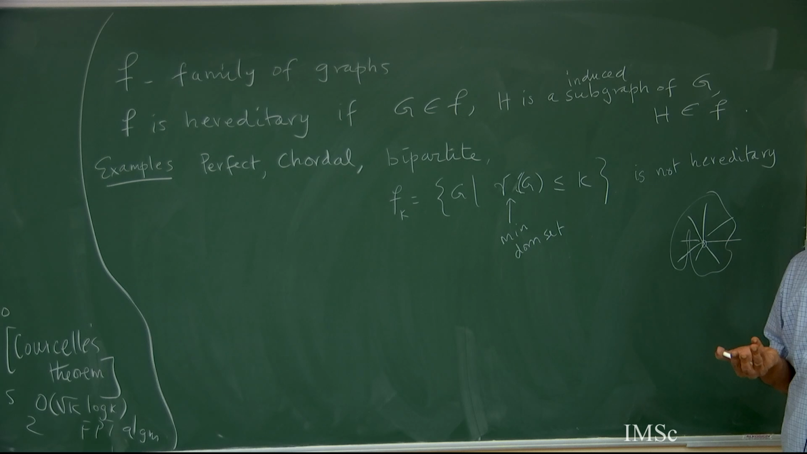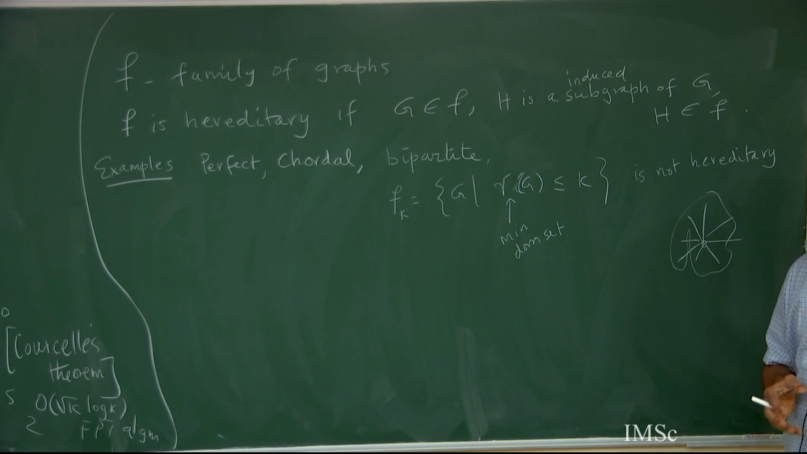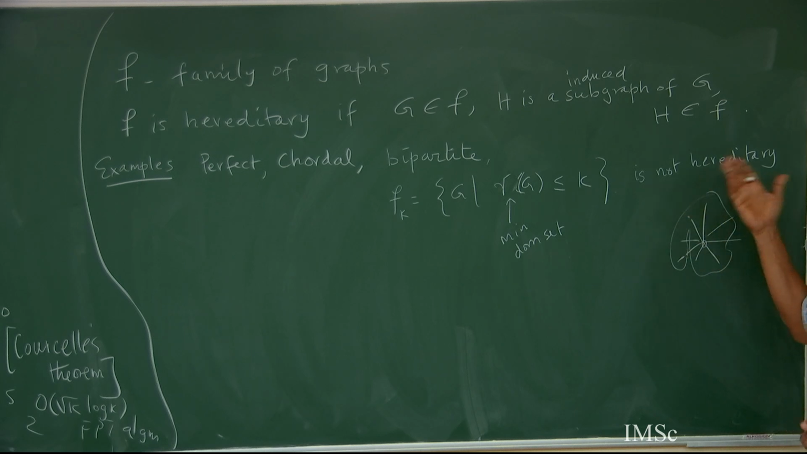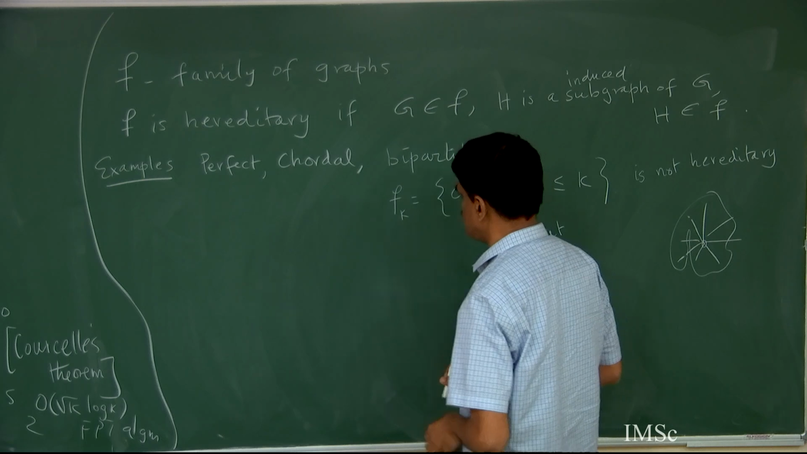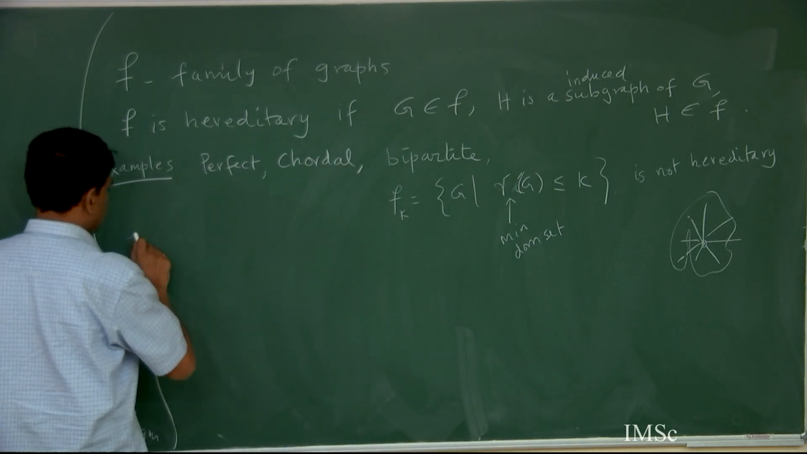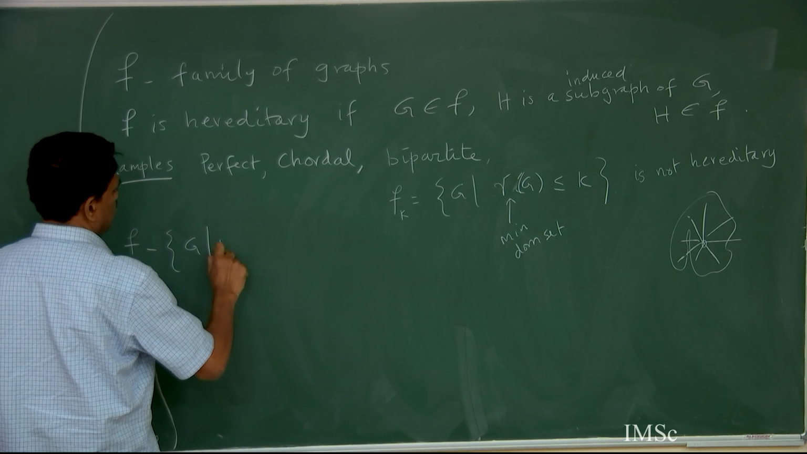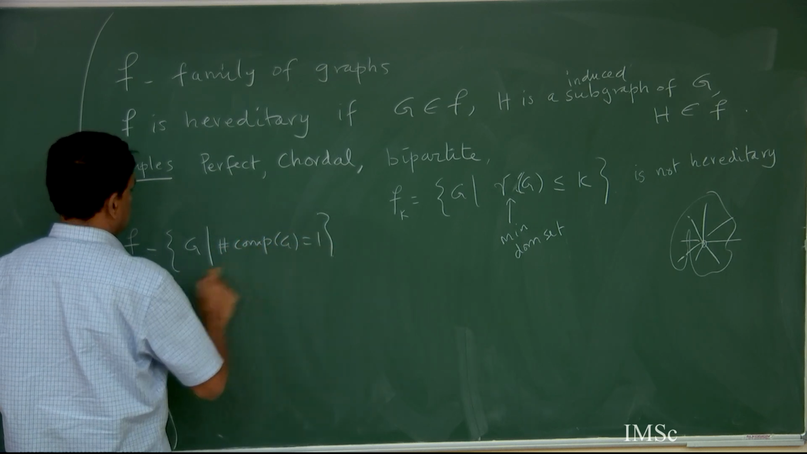Connectivity is another simple property. If I take the collection of all connected graphs, a graph may be connected, but here's an example. Here the graph is connected, but if I pick some 3 vertices, they don't induce a connected subgraph. So, the number of components of G is 1. This is not hereditary.